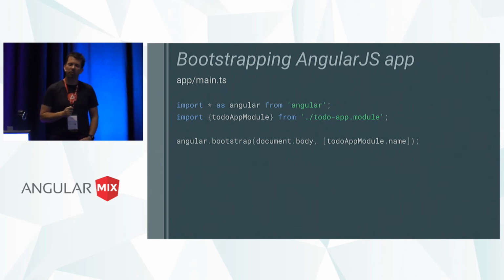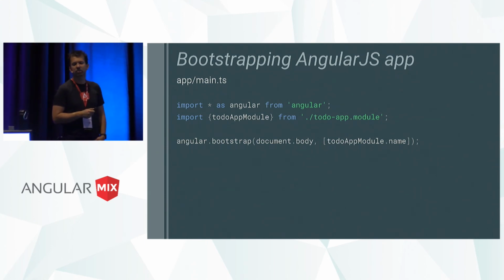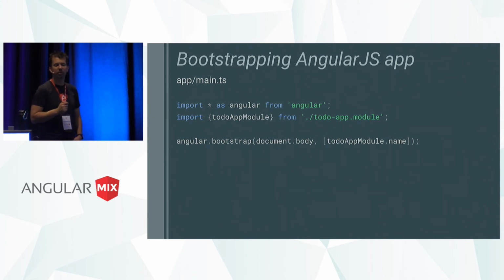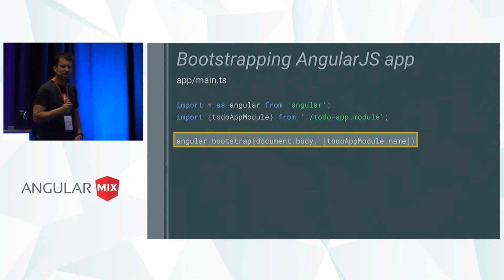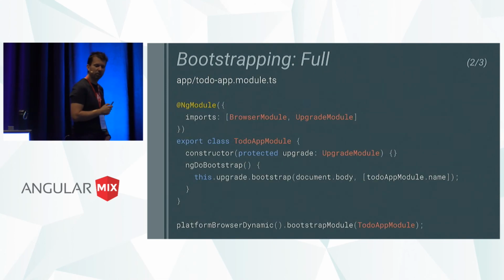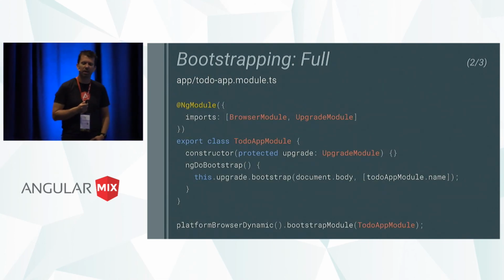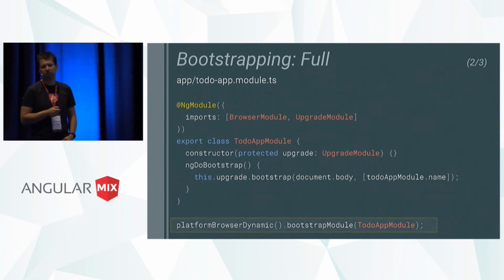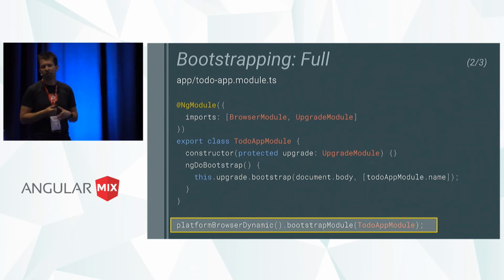This is a standard way of bootstrapping an AngularJS application that you have seen many, many times before. You simply call angular.bootstrap, and you pass in some HTML element that gets it going. So how does this change when we want to bootstrap both of the applications, both of the frameworks at the same time? So this is the line that is in question. So let me show you first the full mode. In full mode, the first thing you do is replace the line by the equivalent Angular way of bootstrapping, where you say, grab the browser and bootstrap the component.